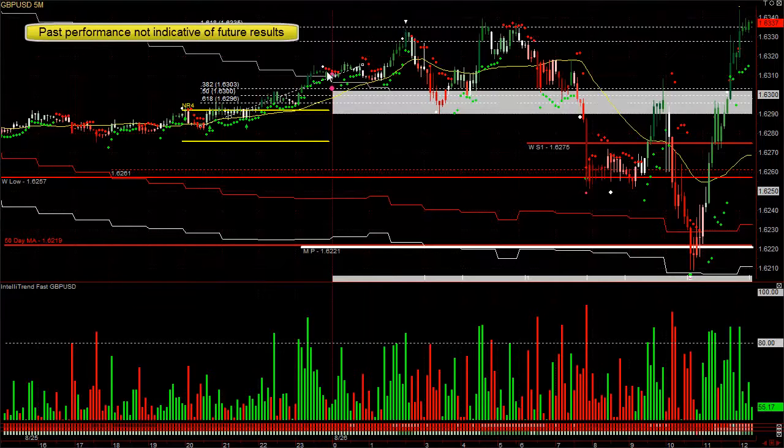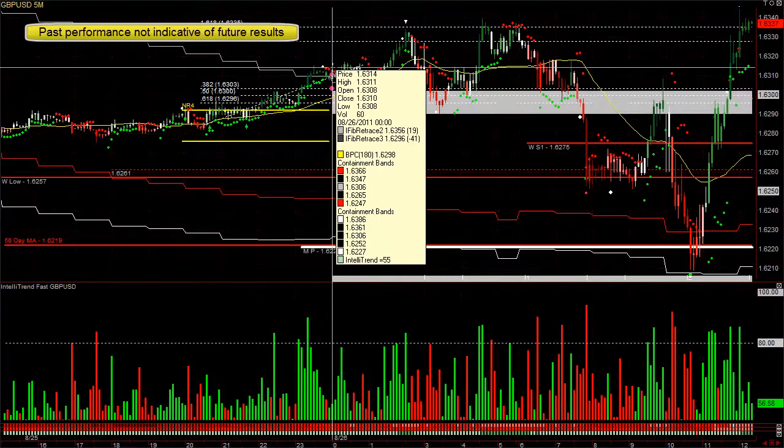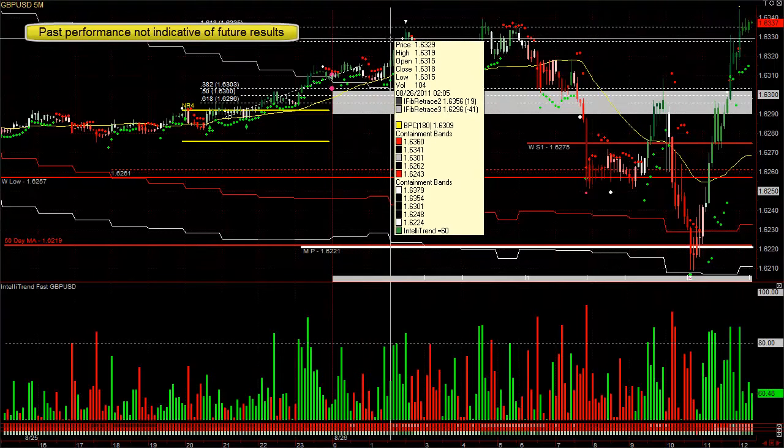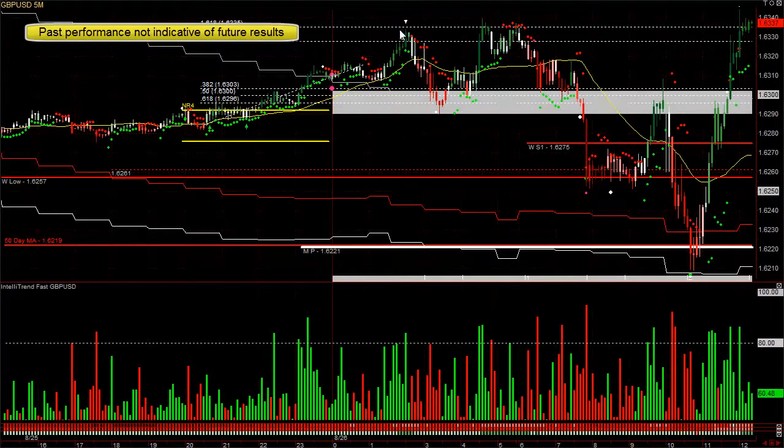You might have been long right here when it broke out at 14, and it went all the way up to about 30. So it's about a 15 pip move. Pulled back, found support. You might have got into a trade here and lost a few pips. You got in here and went up about 25-30 pips.